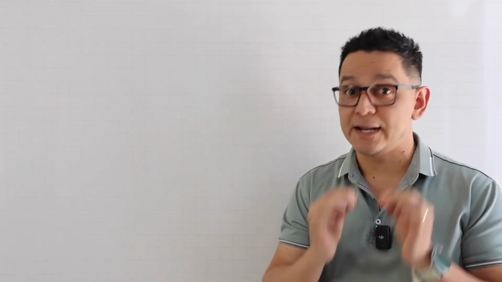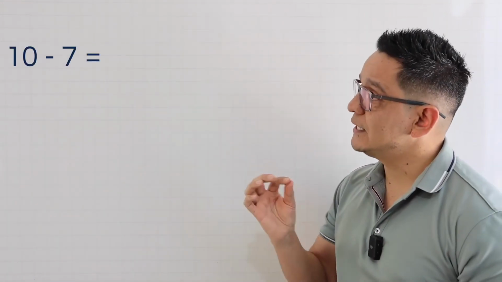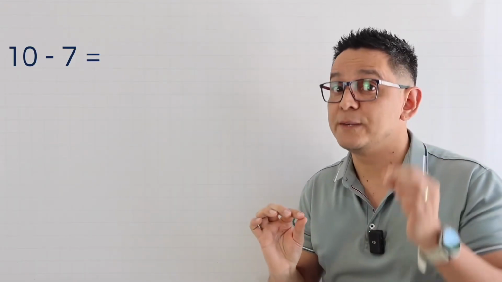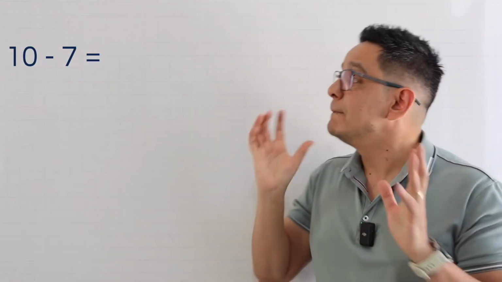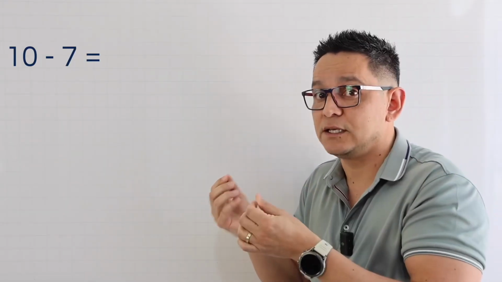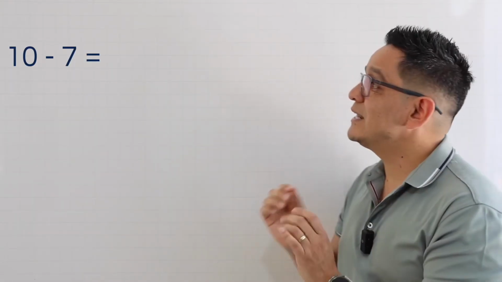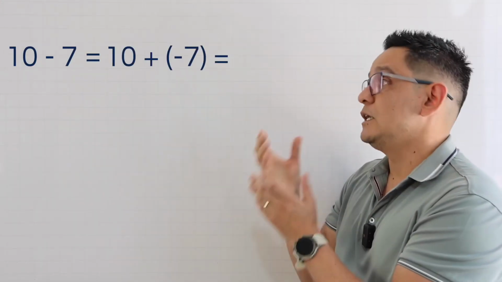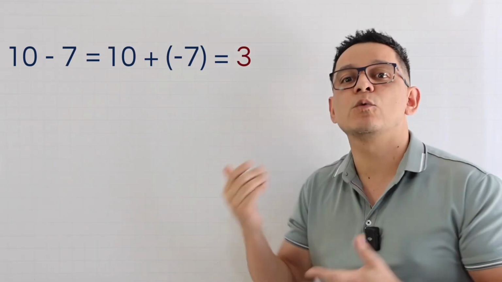All right. I'm going to solve 3 exercises, so this becomes very clear to you. Pay attention, because there will be homework. Exercise number 1. We have 10 minus 7. We agreed that we can express this as a sum. But instead of writing 7, we're going to use the additive inverse of 7, which is negative 7. So the operation will be 10 plus negative 7, and 10 plus negative 7 is equal to 3.